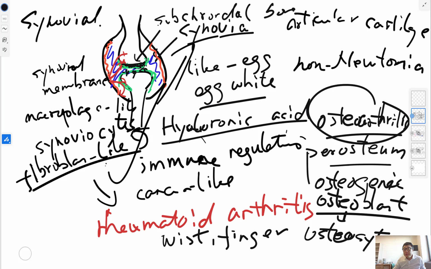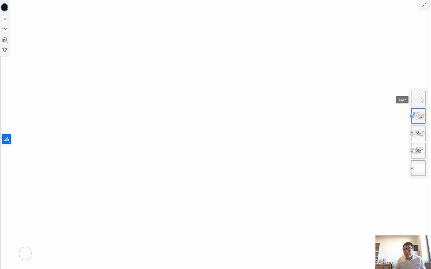Interesting, I like this way. Okay, so what else? Let me think. What else? And talk about ligament. Oh yeah, I think I forgot to mention the ligaments.